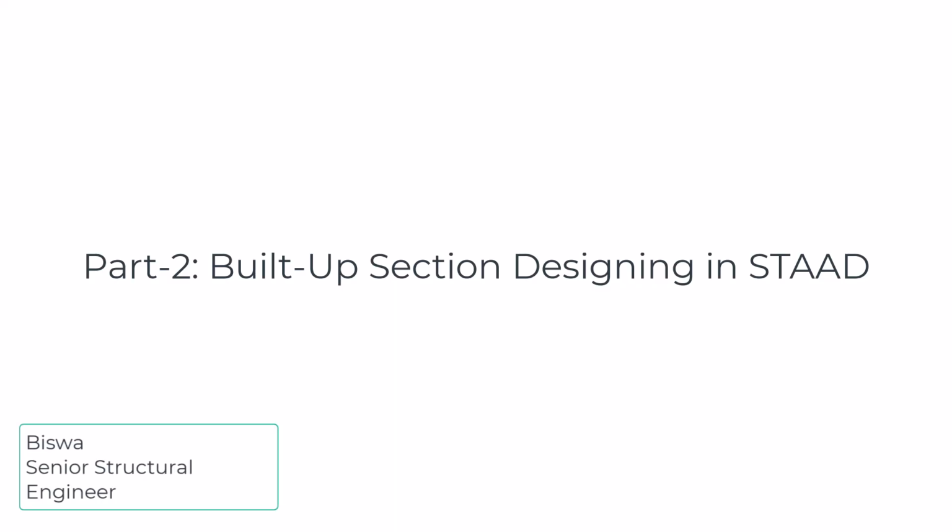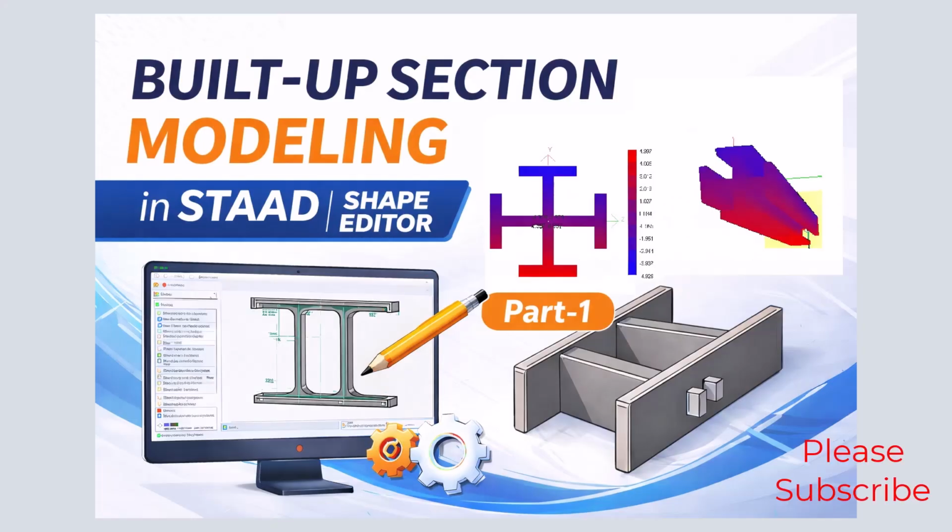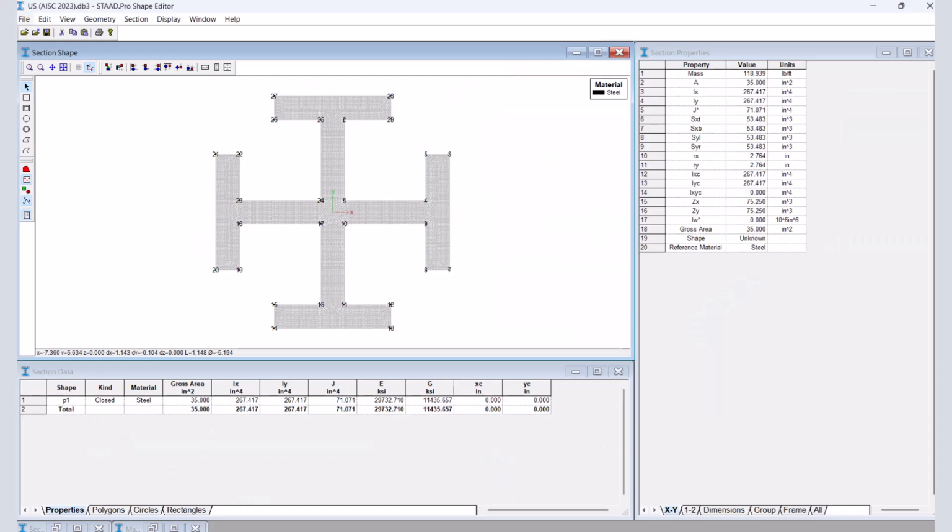So this video is in continuation of part 1 of the series on modeling and designing the custom built-up section or the non-standard section in STAAD using the shape editor tool. In part 1, we saw how to effectively create custom built-up sections in shape editor and export them back into STAAD and run the analysis.